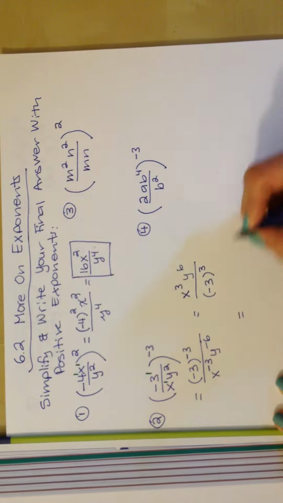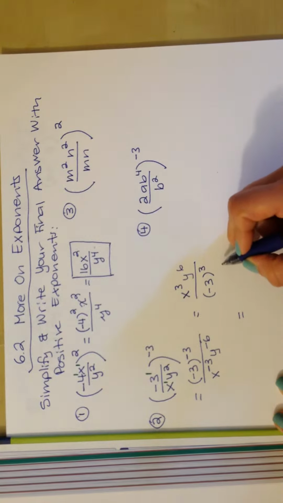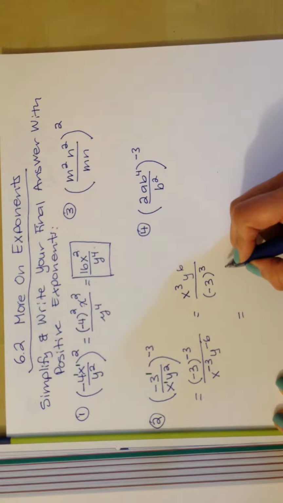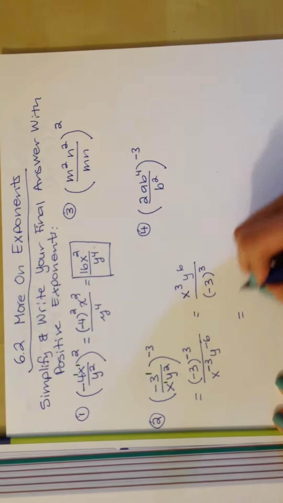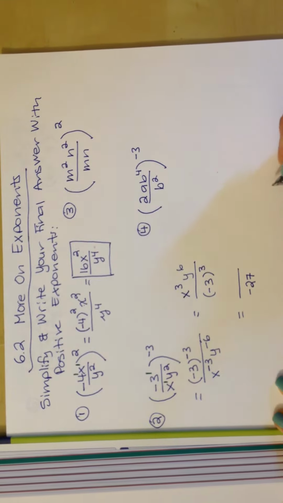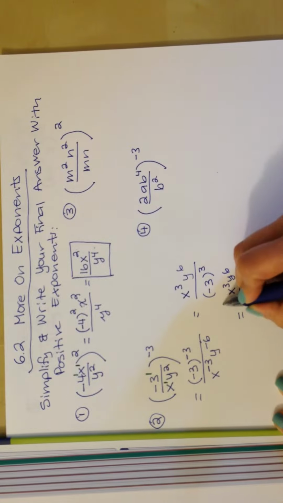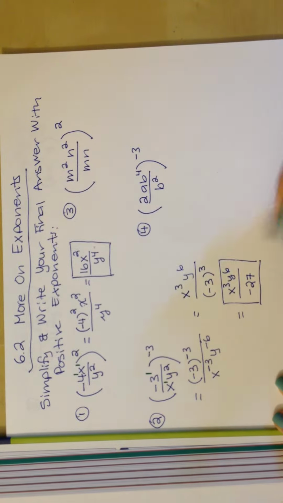Okay, last thing, negative 3 to the 3rd power means negative 3 times negative 3 times negative 3, which gives us negative 27 in the denominator. X to the 3rd, y to the 6th, and we're done.